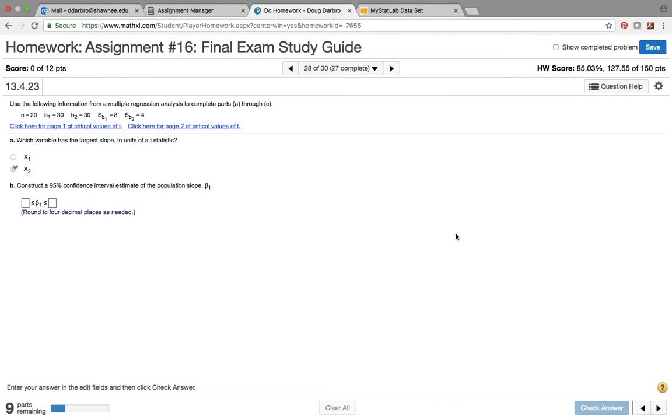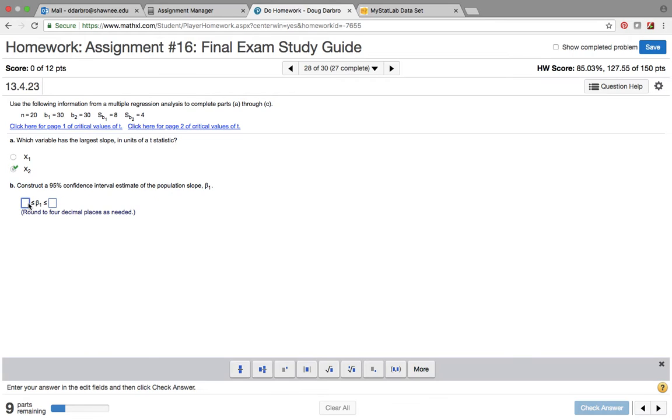So I'm going to take 30 minus 2.1098 times 8. And then I'm going to do the same thing, except I'm going to add it. So I don't know, right or wrong, rounded to 4 decimal places, I get 13.1216 up to 46.8784.